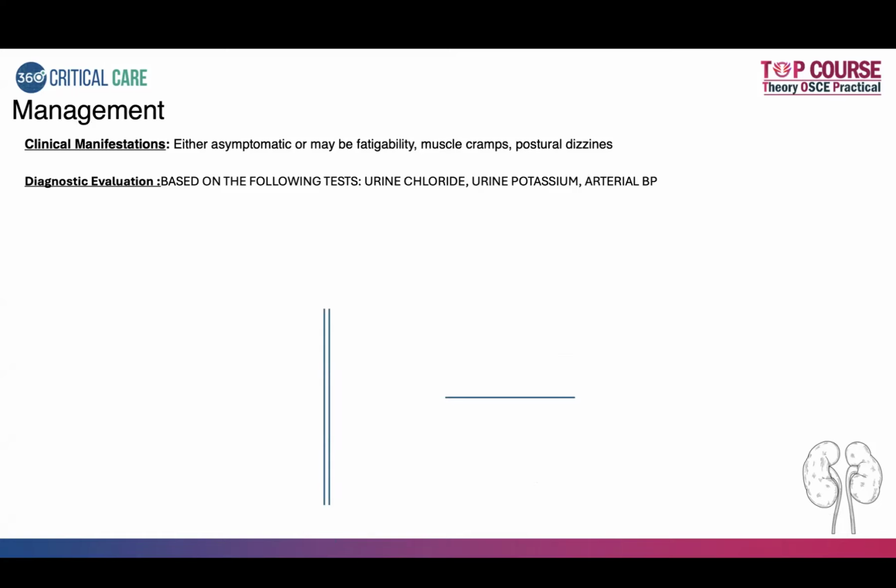So, with regard to the management, in the clinical features, usually most patients will be asymptomatic, though those who are conscious may elicit fatigability, muscle cramps, or postural dizziness. A postural dizziness can be because of hypovolemia that is present in the subset of patients. So the diagnostic evaluation is based on the following tests. You need to look into the urine chloride, urine potassium, and arterial BP. So these are the main prerequisites for evaluation of metabolic alkalosis.